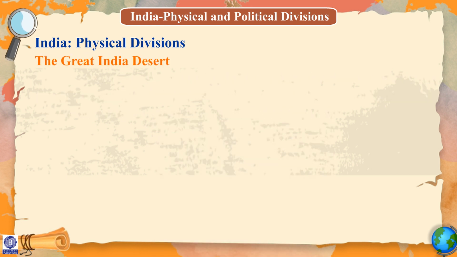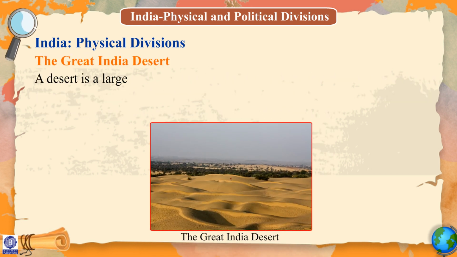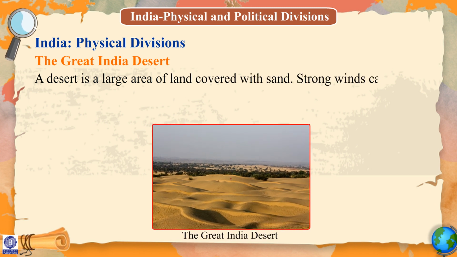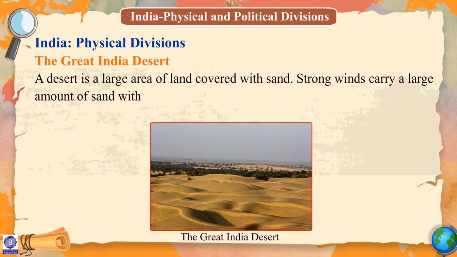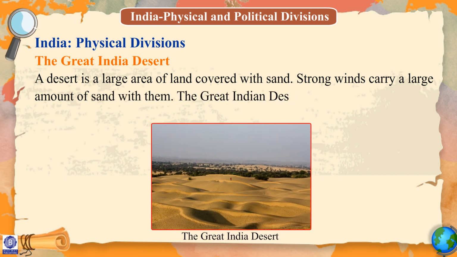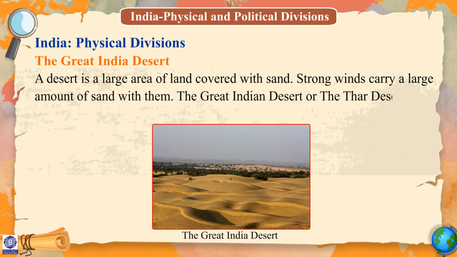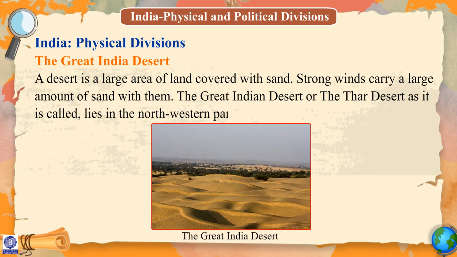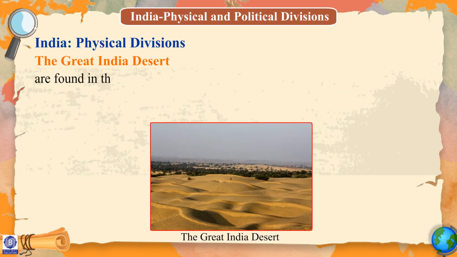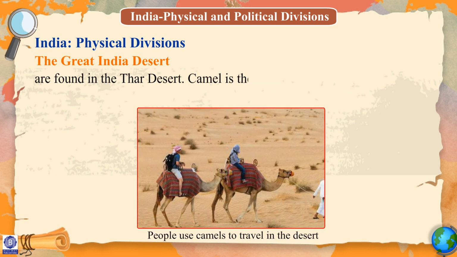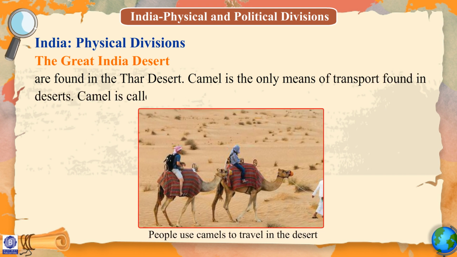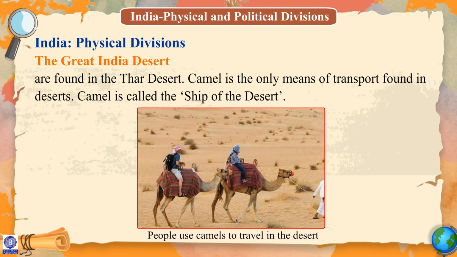The Great Indian Desert. A desert is a large area of land covered with sand. Strong winds carry a large amount of sand with them. The Great Indian Desert, or the Thar Desert as it is called, lies in the northwestern part of India. Hardly any crops or trees are found in the Thar Desert. Camel is the only means of transport found in deserts. Camel is called the ship of the desert.